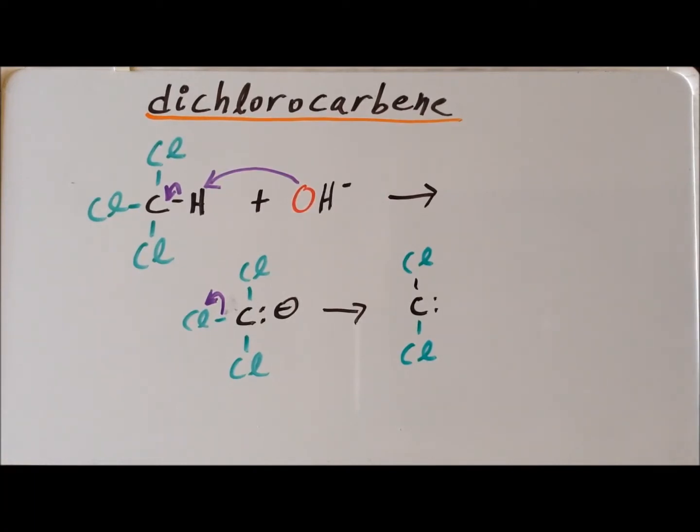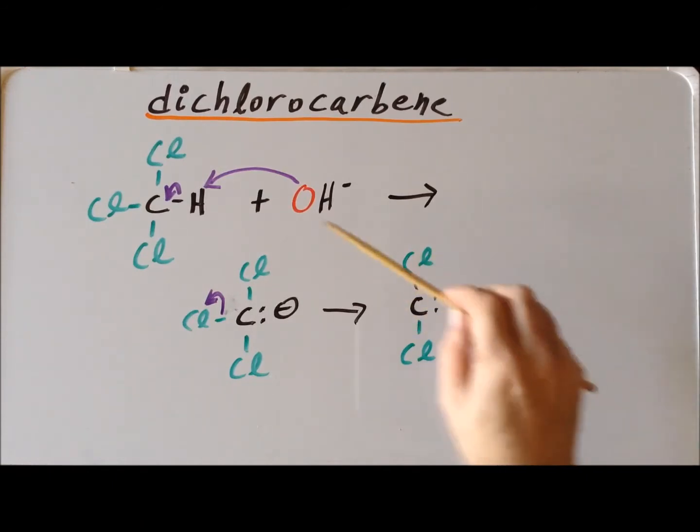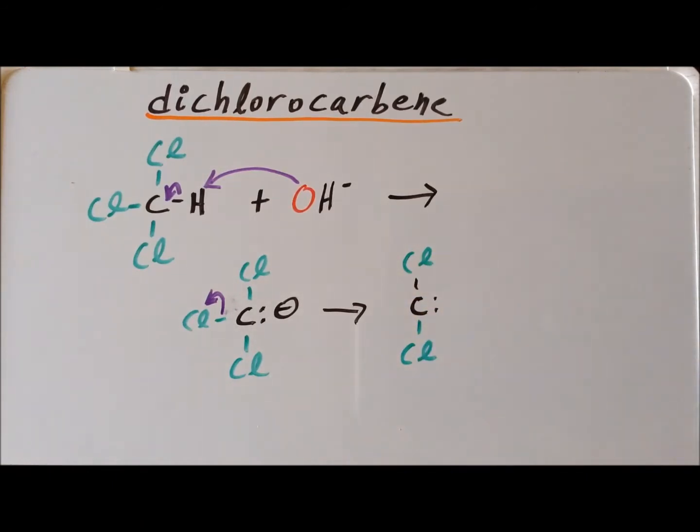Notice, first of all, that surrounding carbon, we have 1, 2, 3, 4, 5, 6. We only have 6 electrons. So we realize that carbon likes to obey the octet rule. If it has only 6 electrons, it's going to be quite electron deficient. And when we have these 6 electron carbon species where carbon is neutral, we call these carbenes. This particular one has 2 chloro substitutions, so we call it dichlorocarbene.